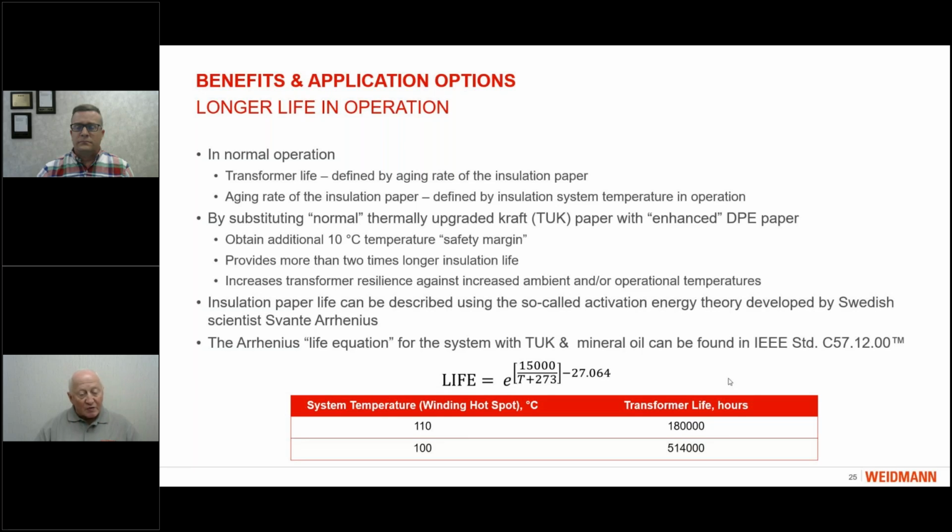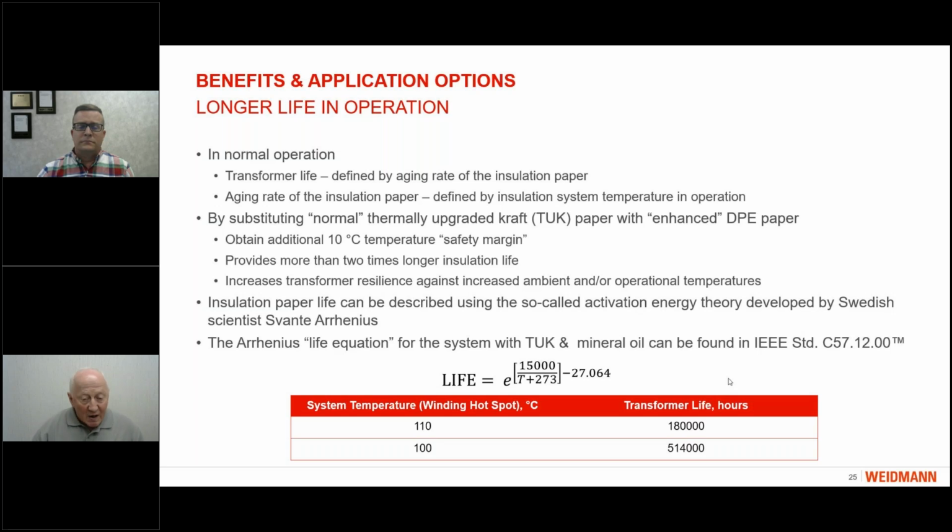So in order to understand why 10 degrees results in extension of life, we can look at the so-called Arrhenius life equation. This is the equation that you see on the screen, and it's based on the activation energy theory developed by Swedish scientist Svante Arrhenius. And this specific equation is for thermally upgraded kraft paper in mineral oil. For this system, the maximum long-term temperature is 110 degrees, and this equation gives us 180,000 hours of life of insulation at 110 degrees.